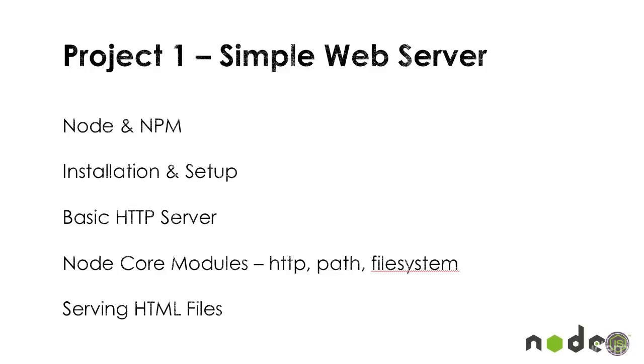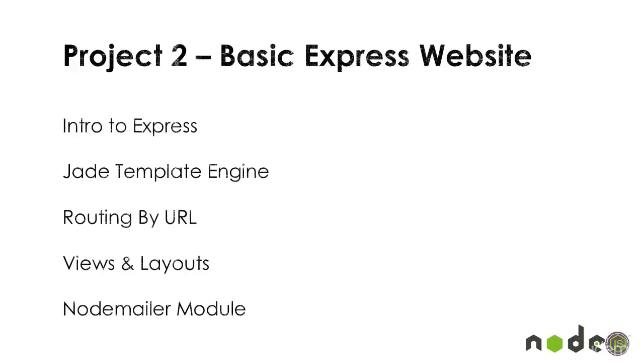Project 1, I just want to go over real quick all the projects that we did and just summarize them. So the simple web server was obviously where we first dealt with Node and NPM. We installed Node.js, we created a basic HTTP server, and we looked at some of the core Node modules like HTTP, path, and file system, and we also made it so we could serve HTML files.